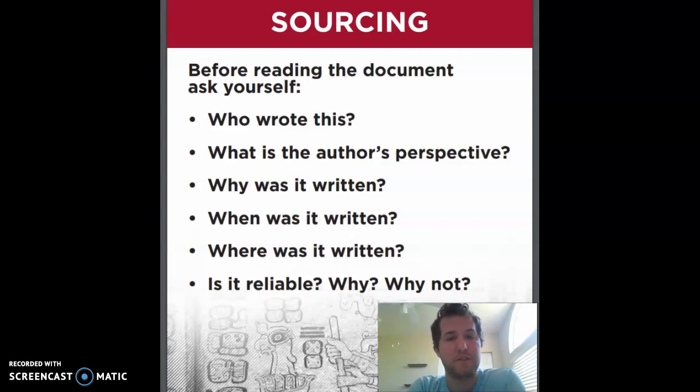The first of those skills is sourcing. The purpose of sourcing is that final question you see here. Is the document reliable? Why or why not? In other words, when you source a document, you answer the question, can we trust this and why or why not? To get to that point, you need to ask yourself the questions you see there. Who wrote this? What was the author's perspective? Why and when and where was it written? Answering those questions will help you answer the overarching question of, is this document reliable?